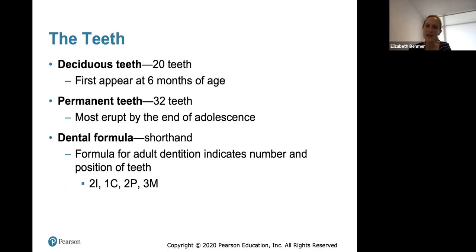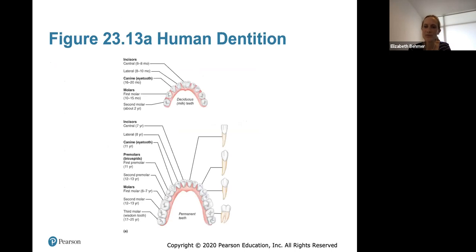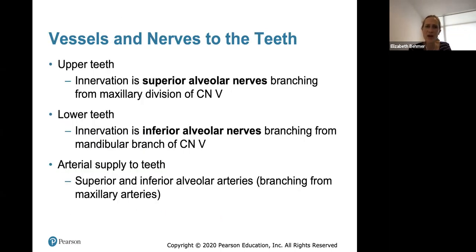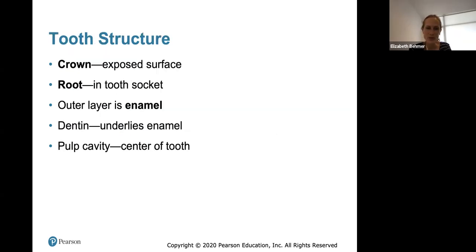The teeth are something that I do want you guys to focus on a little bit. We have deciduous teeth and permanent teeth, so whether it's your baby or adult teeth. And you can see here the deciduous teeth with the permanent teeth coming in above. You have upper and lower teeth supplied by different nerves, which you don't need to know.